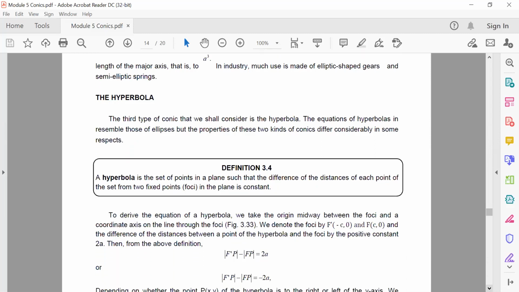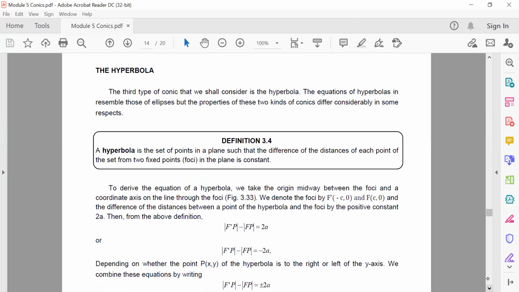The third type of conic that we shall consider is the hyperbola. The equations of hyperbola resemble those of ellipses, but the properties of these two kinds of conics differ considerably in some respect. So a hyperbola is the set of points in a plane such that the difference of the distances of each point, kaya ito minus na, the distance ng point P to F prime, the distance ng point P to F. So meron pa din tayong foci.